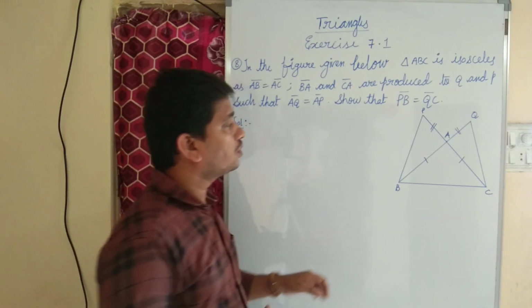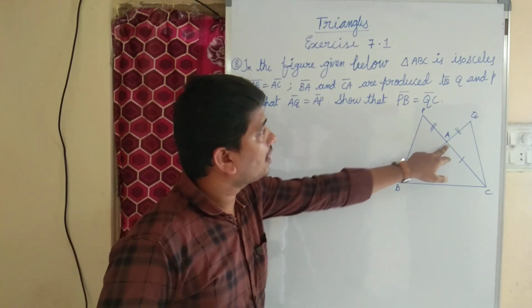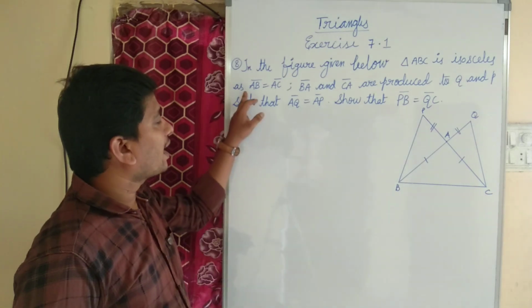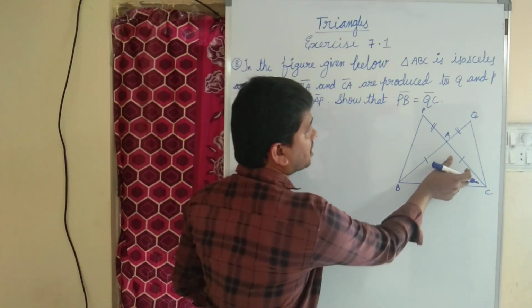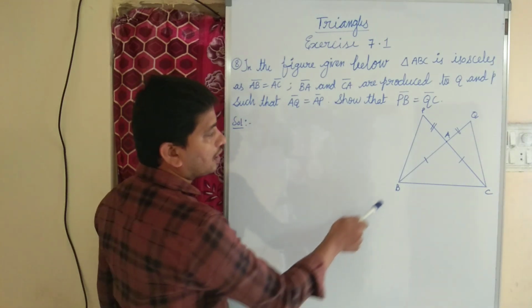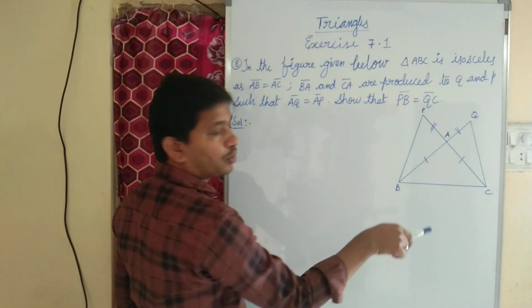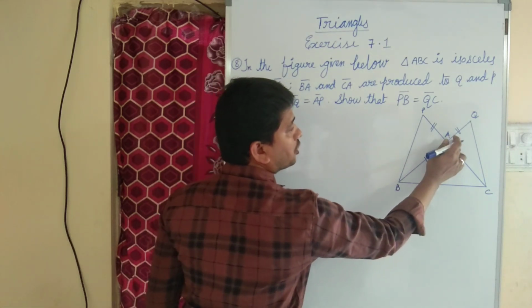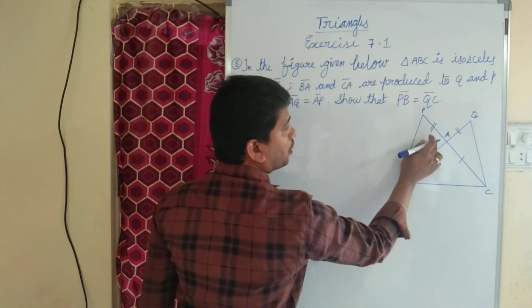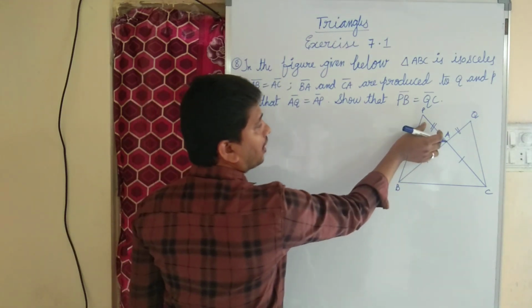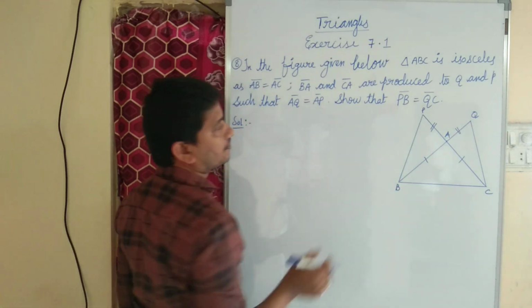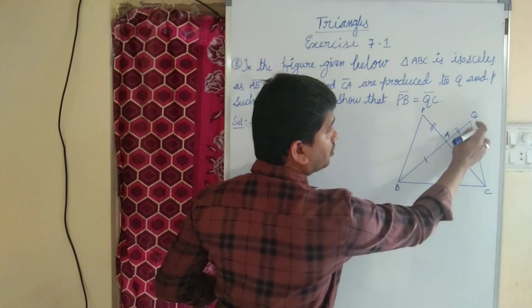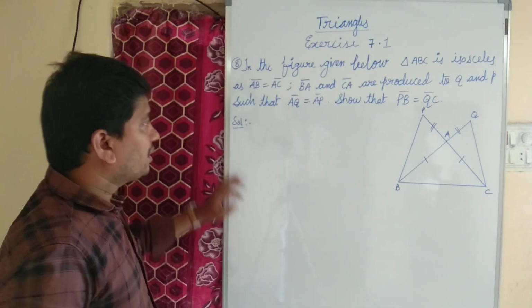In the figure given below, triangle ABC is an isosceles triangle as AB equal to AC. AB and AC are produced to Q and P, I mean AB produced to Q and AC produced to P, such that AQ equal to AP. What we need to show is that PB equal to QC. Right?